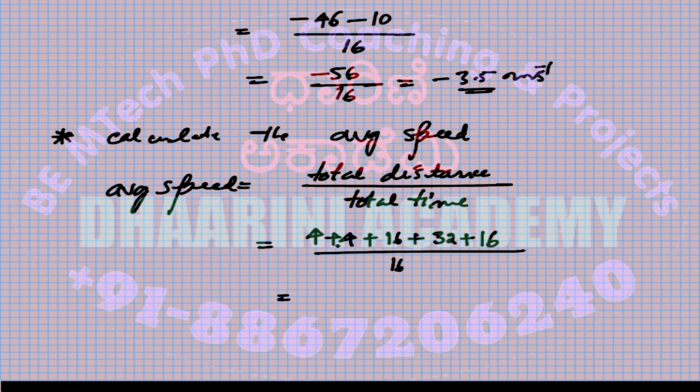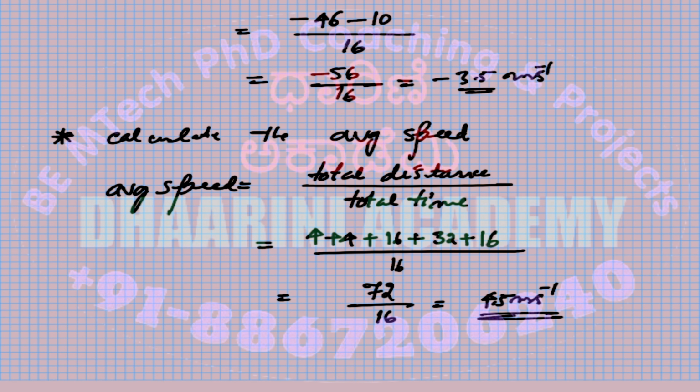Okay, so 4 plus 4, 8, 16 plus 32 plus 16 is 72 divided by 16, right? So this is 4.5 meter per second. Okay.